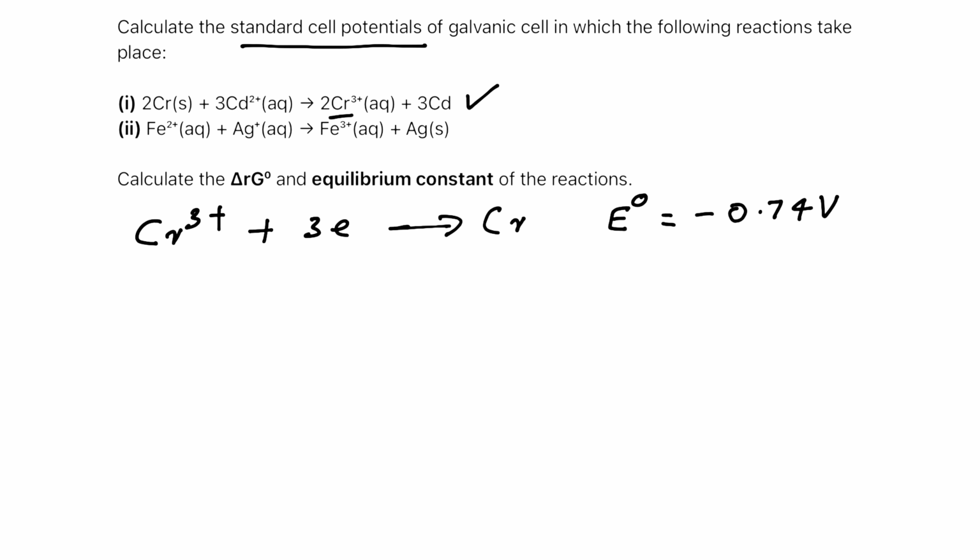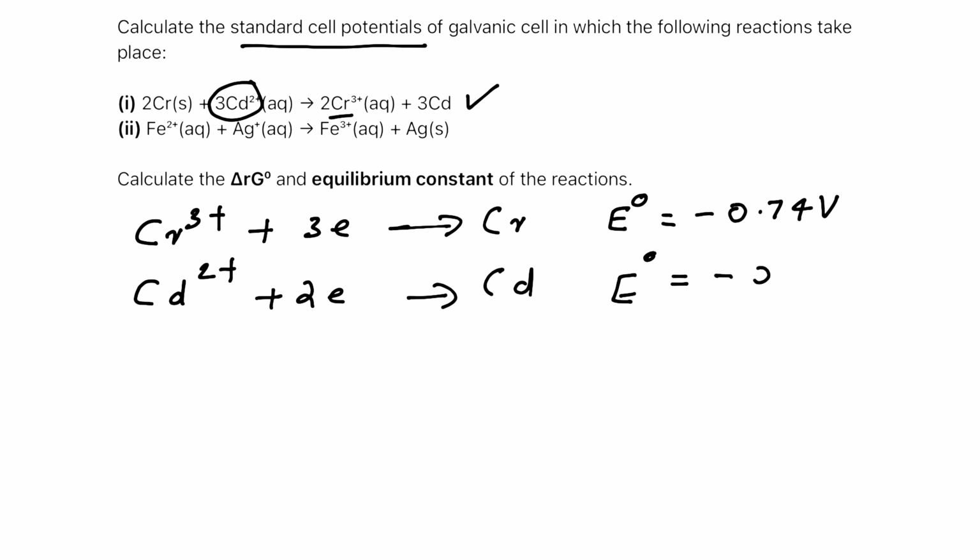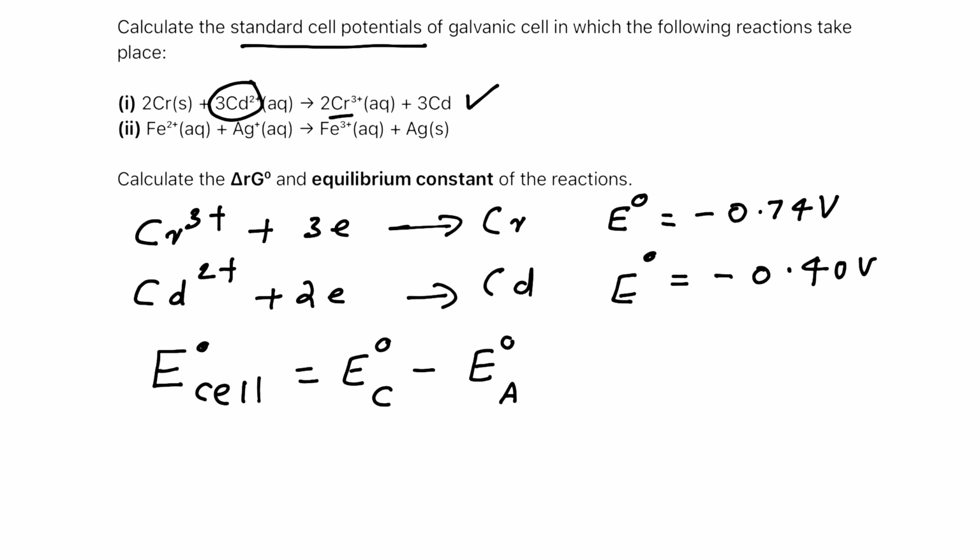Now for cadmium, see, cadmium is Cd2+, right? Cd2+ will gain 2 electrons to become Cd, and the reduction potential for that is minus 0.40 volt. Okay, now what is the equation for standard cell potential? E0 cell is equal to E0 cathode minus E0 anode, right?